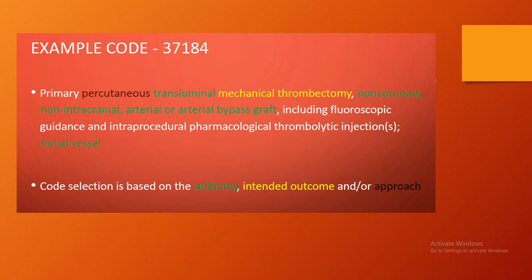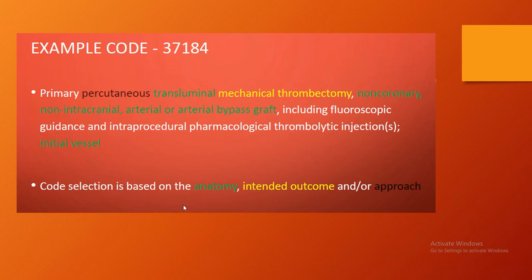This is 37184, which is for mechanical thrombectomy. The code description of mechanical thrombectomy 37184 is: primary percutaneous transluminal mechanical thrombectomy, non-coronary, non-intracranial, arterial or arterial bypass graft, including fluoroscopic guidance and intraprocedural pharmacological thrombolytic injection, initial vessel.